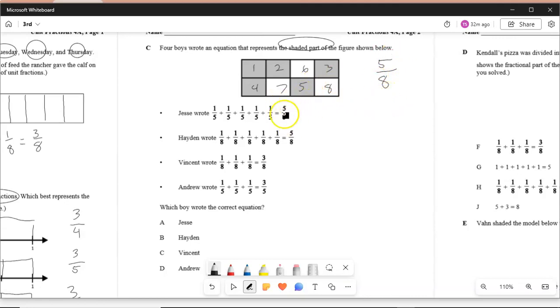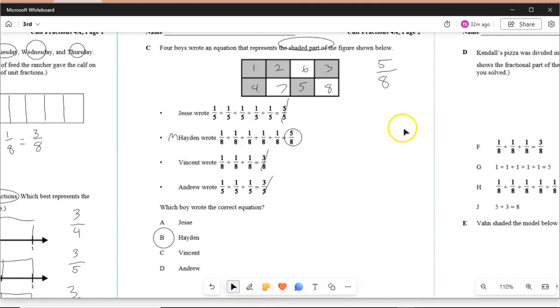Okay, so 5/5, Jesse, that would not work. That's wrong. Okay, and Hayden says 5/8. That looks right, so maybe he's right. Okay, Vincent said 3/8. 3/8 would be the part that's not shaded, so that's not right. And 3/5 is probably, if you counted the parts that are not shaded, would be 3, and there's 5 shaded. You may have come up with 3/5, but Andrew would be incorrect also. So Hayden would be the one that's correct. Answer choice B. Okay, we'll go ahead and look at question D.